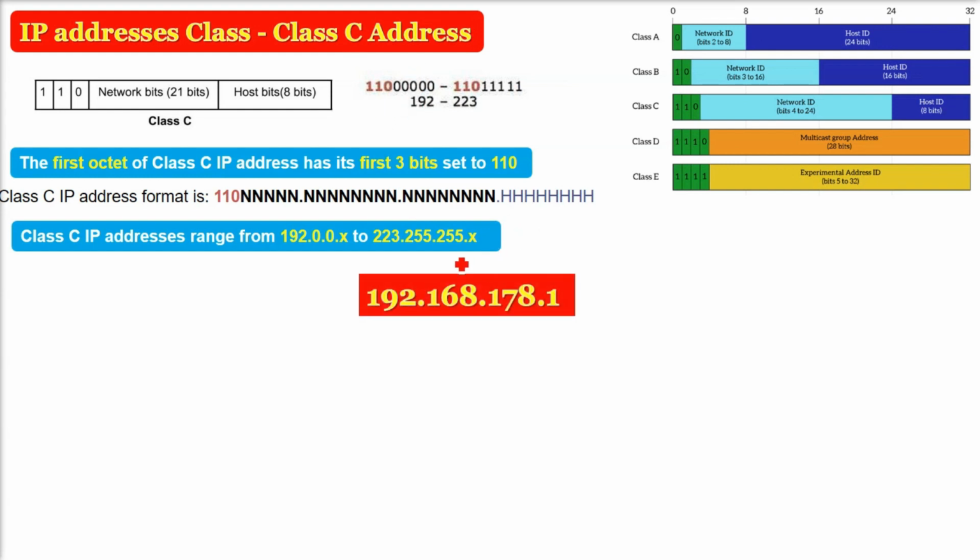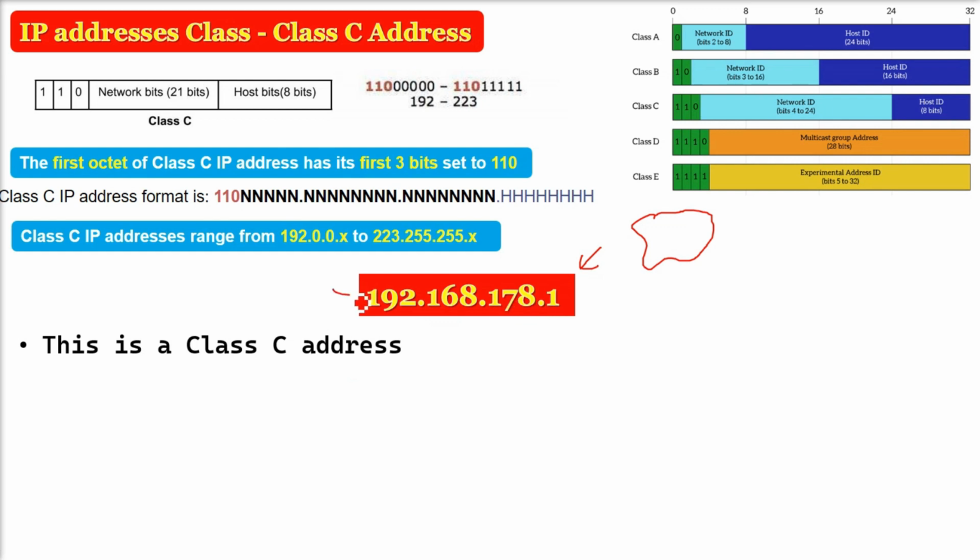So if we take an example, 192.168.178.1, how do we know which class this address belongs to? Whenever we learn in college or in theory, you will always see 192.168.1.1. Initially, people give this in their computer using the network settings and adapter changing, etc. So how do you know that this is a class C address?